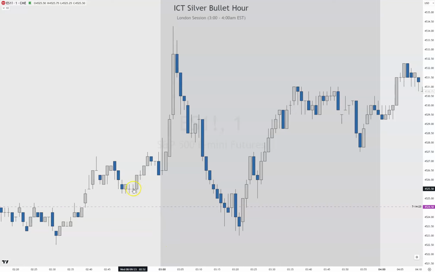Alright, so price came up, it just spiked through in 2 minutes, came all the way up, took out a new high, right? Left behind a fair value gap here, which now has become an inversion fair value gap. Let's mark that on the chart here so you can see it. That's now an inversion fair value gap.